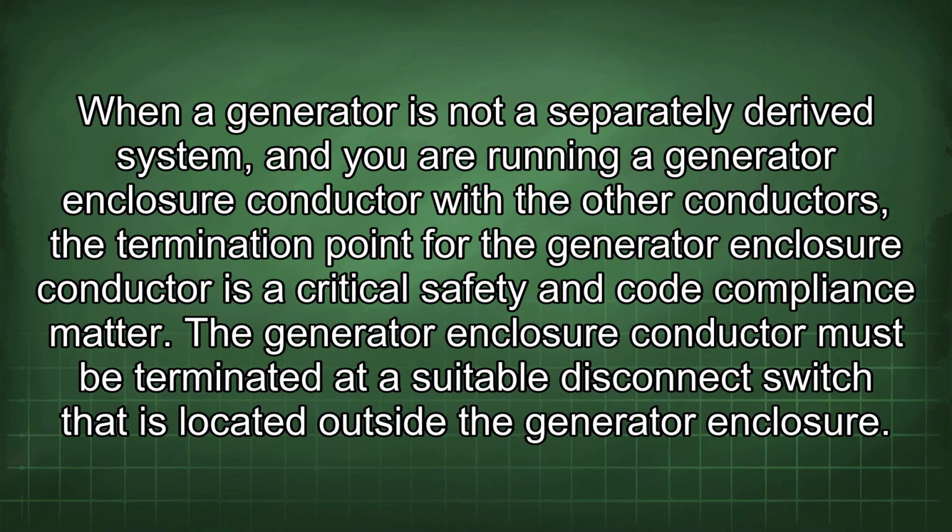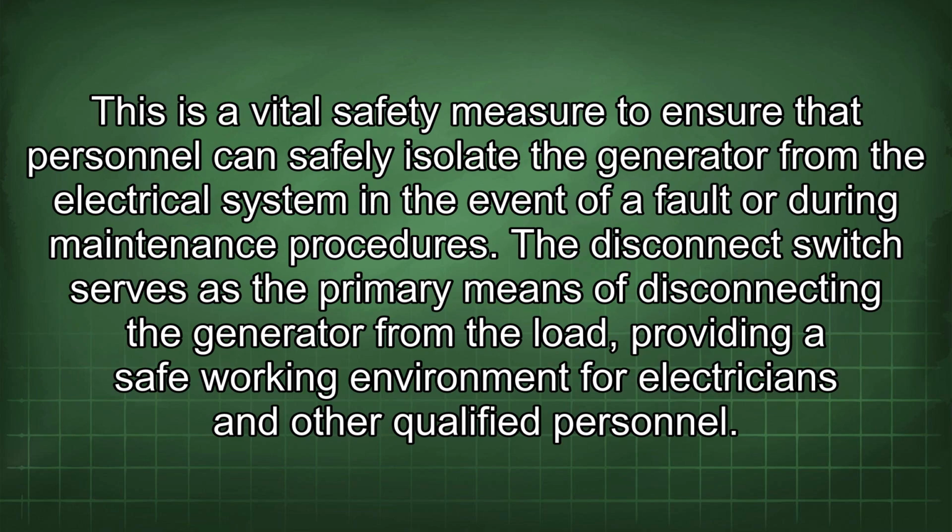When a generator is not a separately derived system, and you are running a generator enclosure conductor with the other conductors, the termination point for the generator enclosure conductor is a critical safety and code compliance matter. The generator enclosure conductor must be terminated at a suitable disconnect switch that is located outside the generator enclosure. This is a vital safety measure to ensure that personnel can safely isolate the generator from the electrical system in the event of a fault or during maintenance procedures.